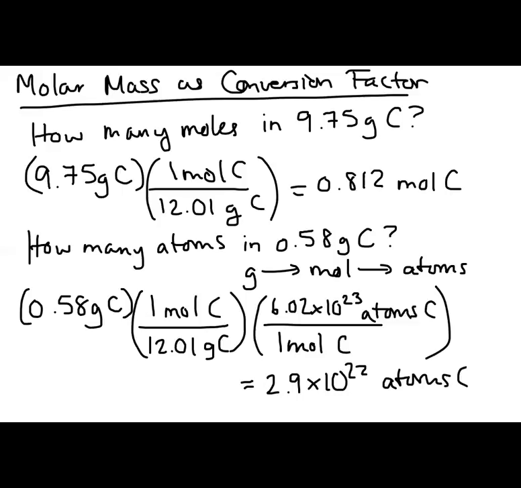Which makes sense because you started with a pretty low amount of grams, right? You started with 0.58, which is a couple of orders of magnitude smaller than 12.01. So it's a pretty small amount. So you're going to have a relatively small amount of carbon atoms. It's not going to be a full mole. It's less than a mole. Any questions thus far?